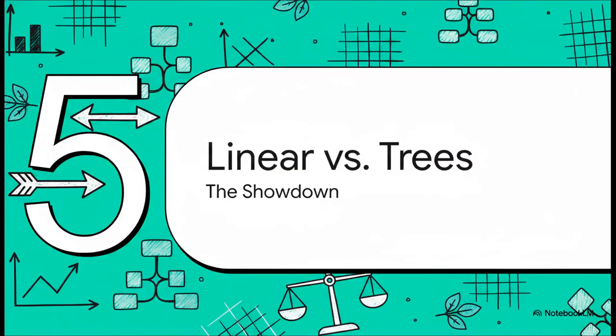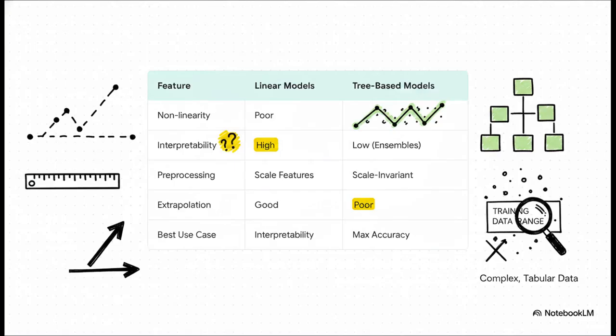All right, we've met the whole lineup. We know the players. So now it's time for the main event, a direct head-to-head showdown to really nail down the key trade-offs. Let's break this down piece by piece. When it comes to handling complex, nonlinear data, trees are the undisputed champion. No contest. But what about interpretability, being able to explain why the model made a decision? Well, that's where linear models are king.